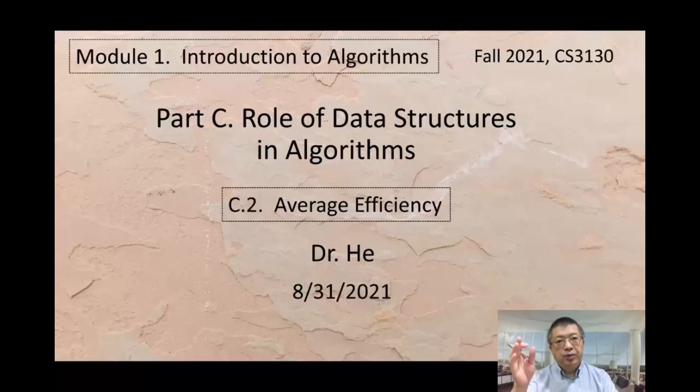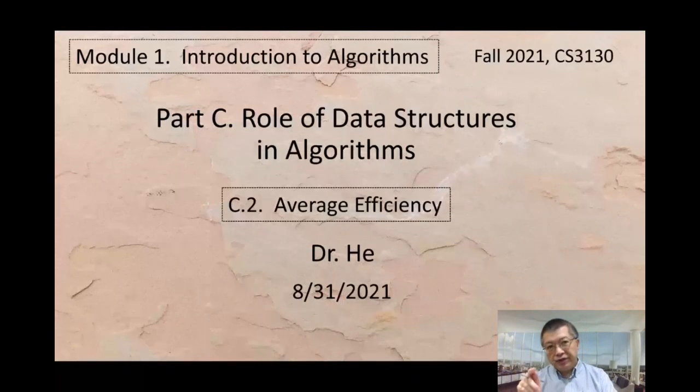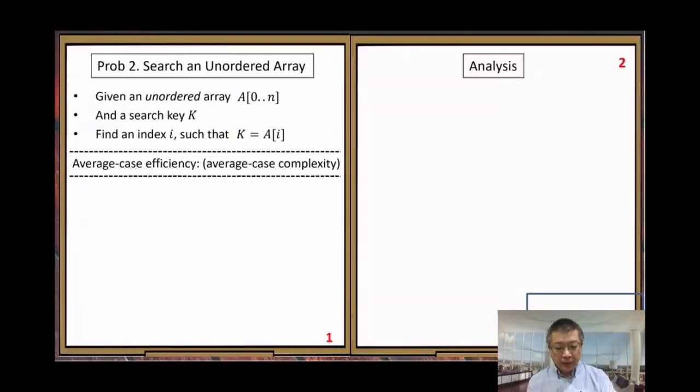Part C.2, average efficiency. In this video, we will do analysis, mainly the average case analysis. Based on the discussion in the previous video, this time we will do average case efficiency. Sometimes people also call it average case complexity.